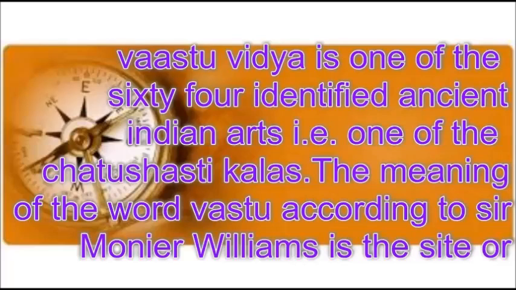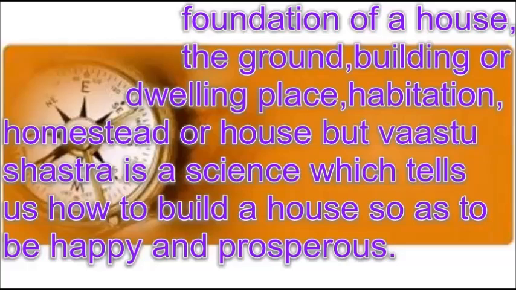Chatushashti Kalas. The meaning of the word Vastu, according to Sir Monier Williams, is the site or foundation of a house, the ground, building, or dwelling place, habitation, homestead, or house. But Vastu Shastra is a science which tells us how to build a house so as to be happy and prosperous.